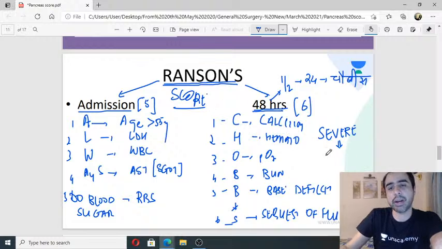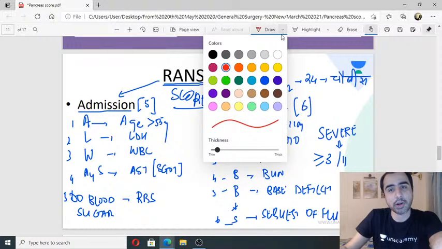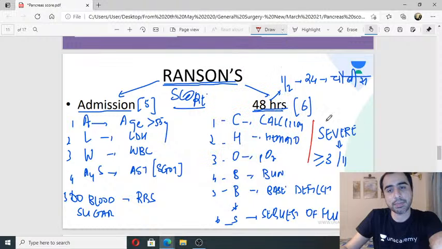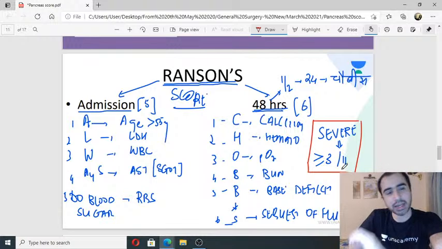Excellent, absolutely right. If I have more than 3 parameters out of 11, this person becomes severe acute pancreatitis. How to remember this number 3? I will tell you, don't worry. Iska bhi ek trick hai. Ye teen number kaise yaad rakhenge? Uska bhi ek trick hai.